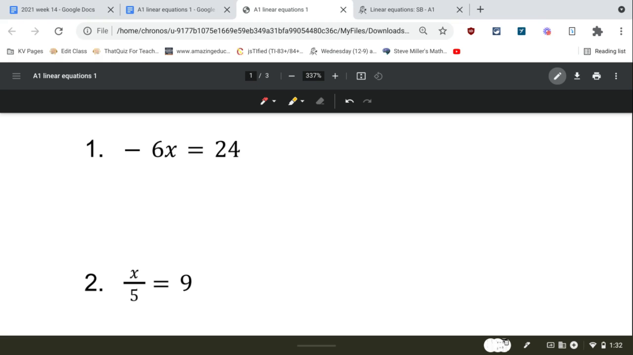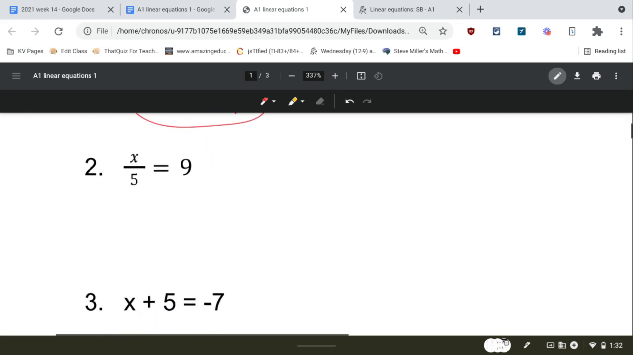Okay, on number one, the only thing we need to do here is divide both sides by -6. All right, the -6 divided by -6 will cancel out, and so you're left with x equals 24 divided by -6, which is -4.